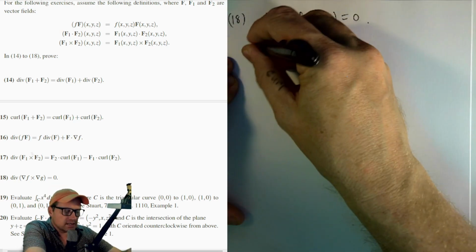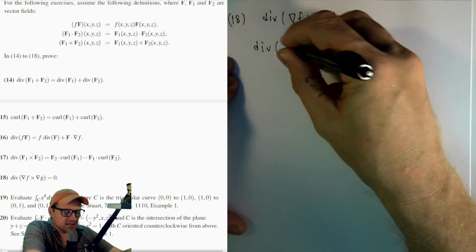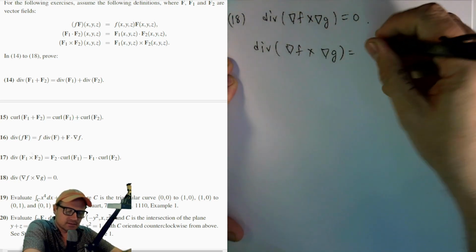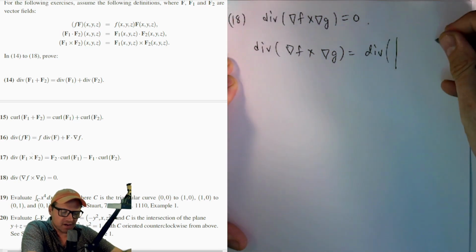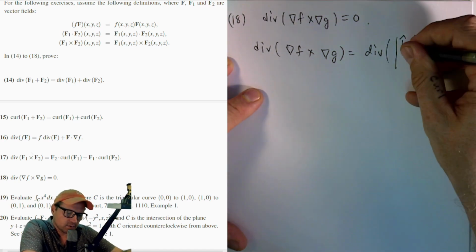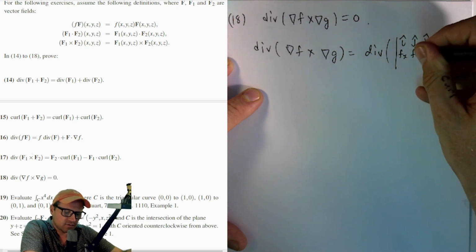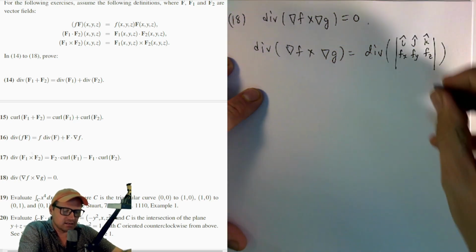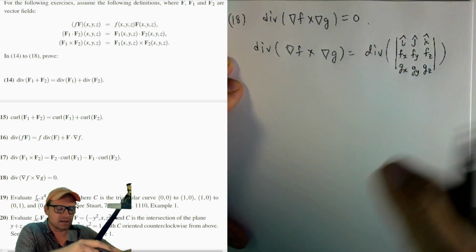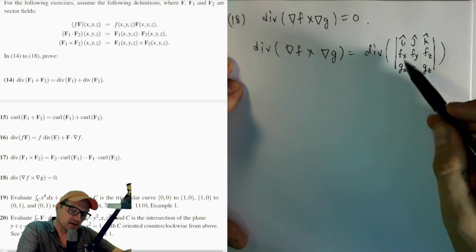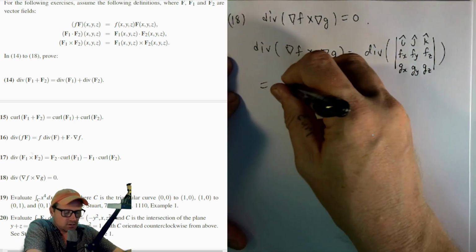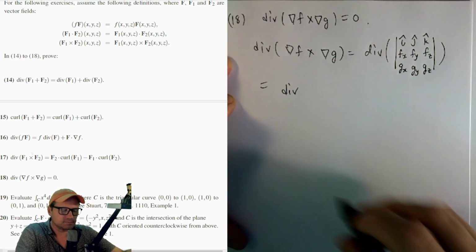Okay, so let's deal with the left-hand side. Div of grad f cross grad g is div of the vector, where we represent this as a determinant. We put in fx, fy, fz, then gx, gy, gz. Okay, so we've got to take div of this vector, but to do that, we first want to calculate the vector itself. So we have div of this.